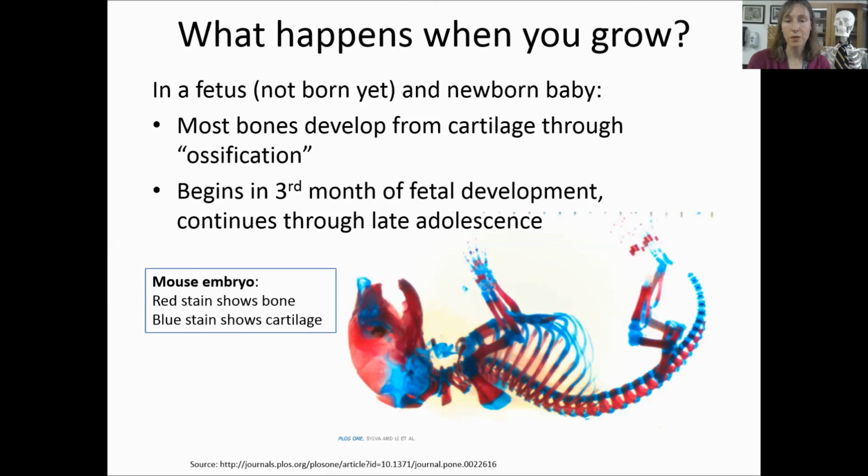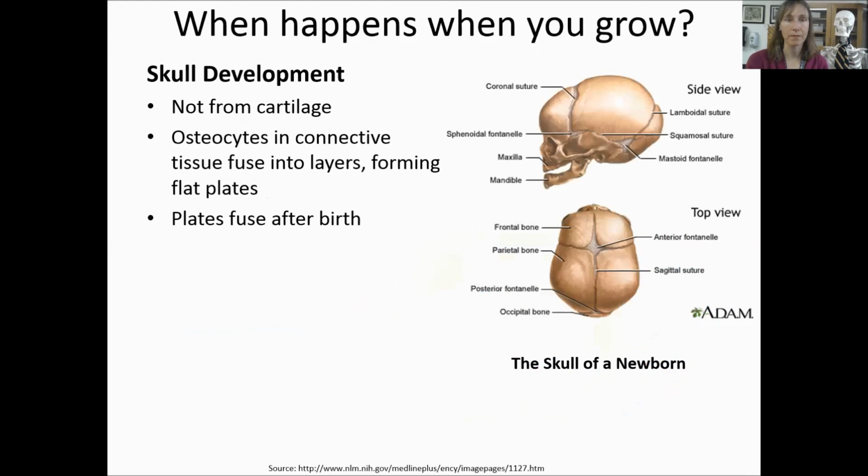Some of it doesn't. Between all your vertebrae, even an adult human has little cartilage cushions that are really important to help you be flexible, help you move, and also to cushion when you're running and jumping and exercising. Another really interesting thing about development is skull development.